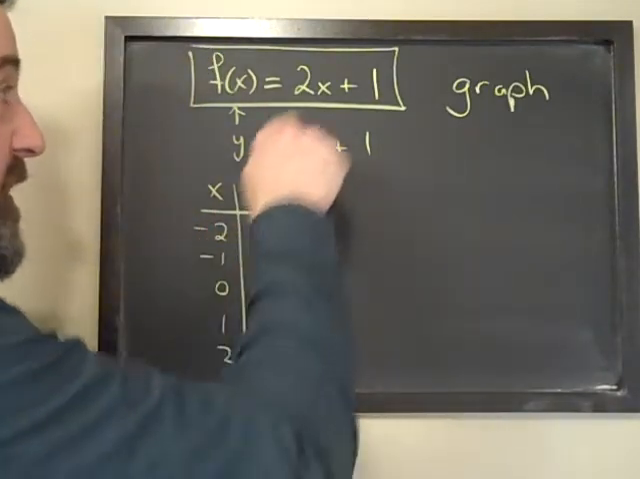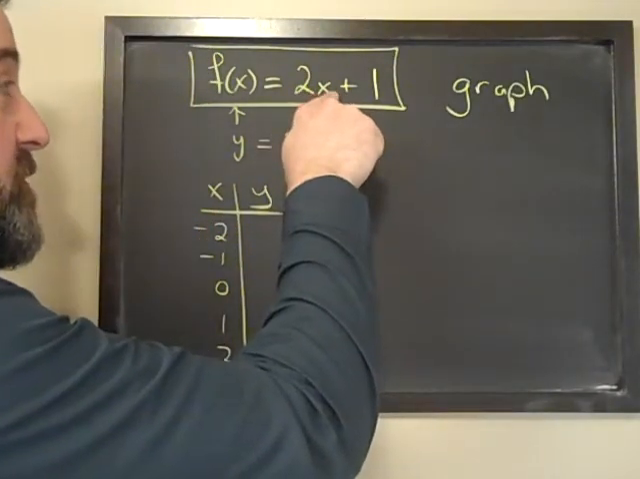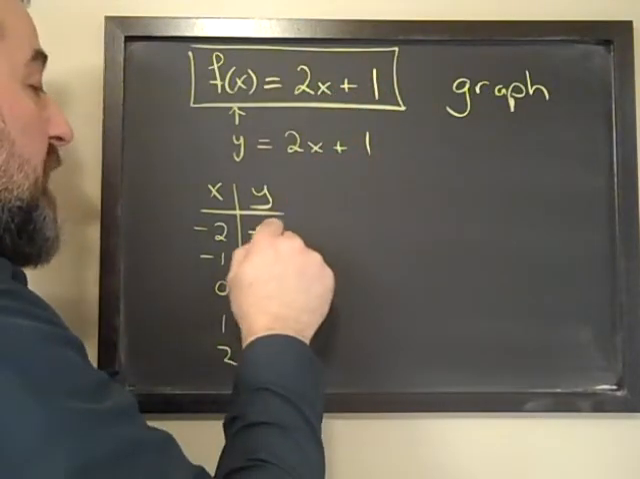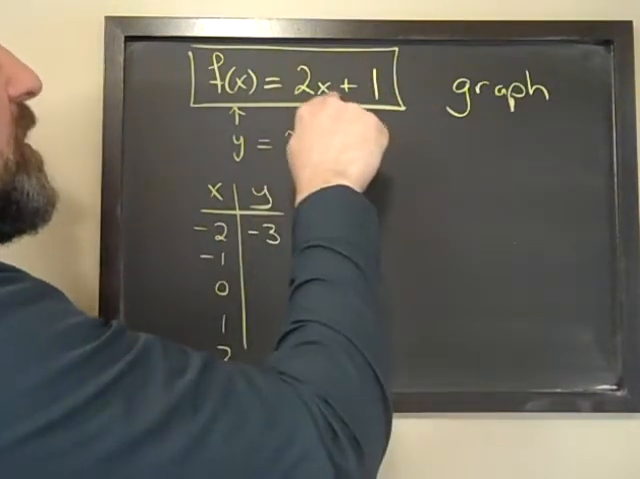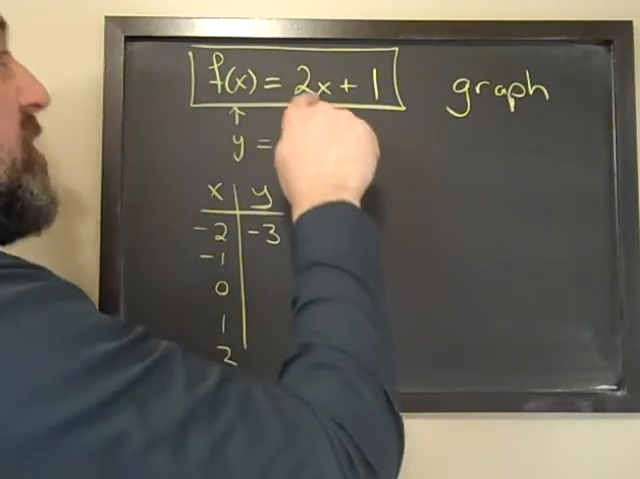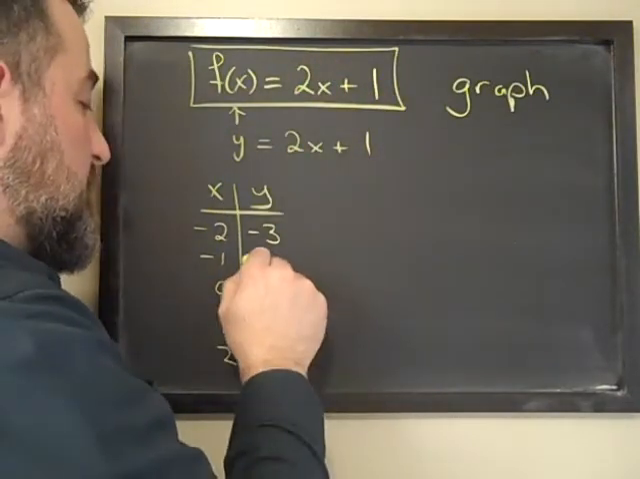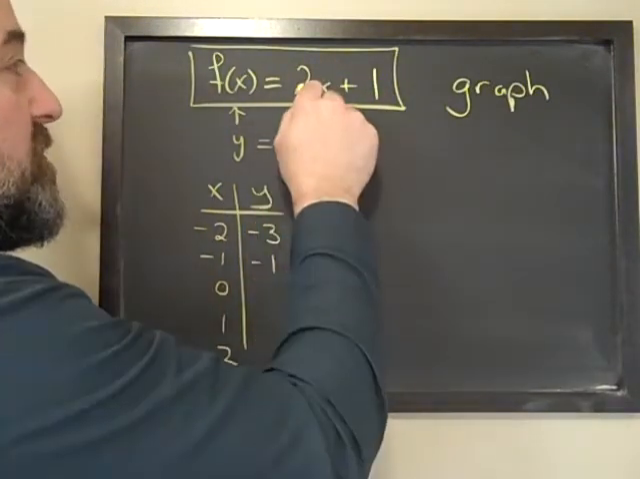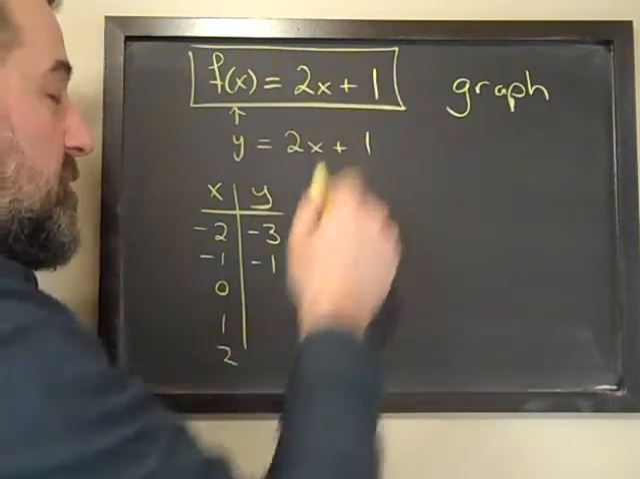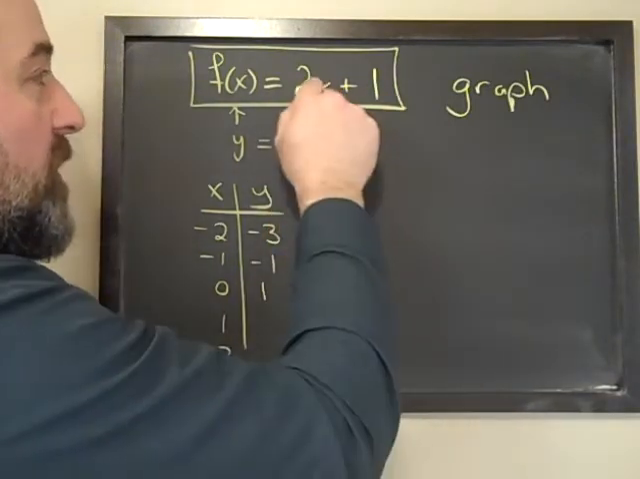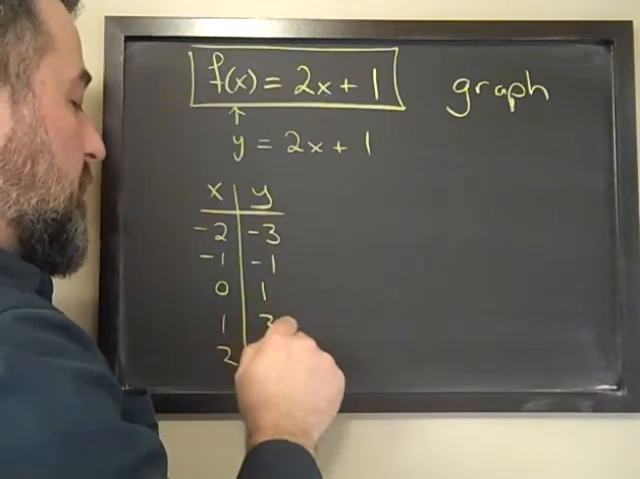All I'm doing is putting -2 in. -2 times 2 is -4 plus 1 is -3, and -1 for that input. -1 times 2 is -2 plus 1 is -1. Putting in 0, 2 times 0 is 0, 0 plus 1 is 1. Putting in 1, 2 times 1 is 2, plus 1 is 3.